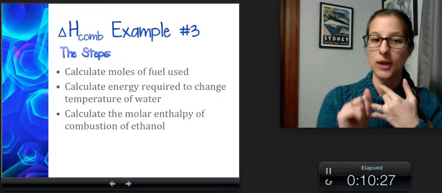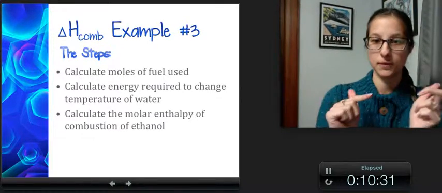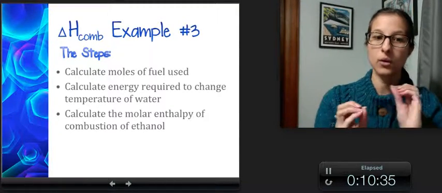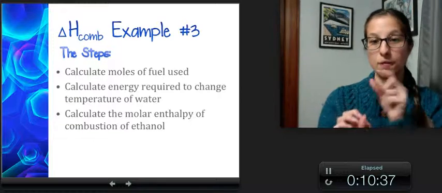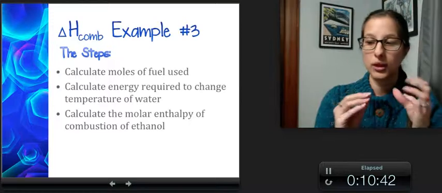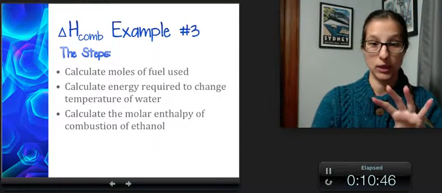Then we're going to calculate the energy required to change the water from its initial to its final temperature. Okay? That's going to be our Q value. And then we're going to calculate the molar enthalpy of combustion for the ethanol. And we're going to make the assumption that the heat transferred from the flame to the water didn't lose anything.